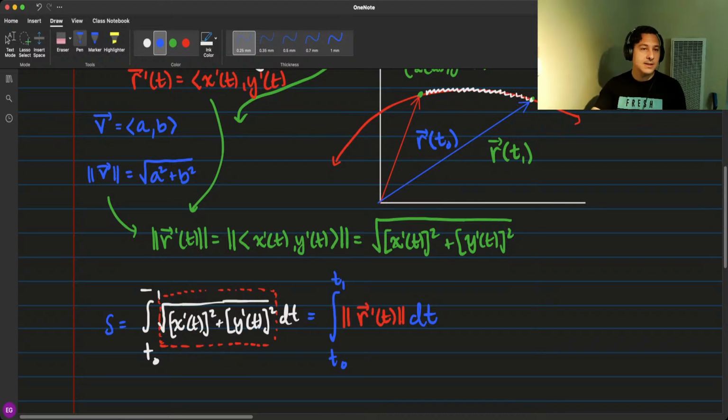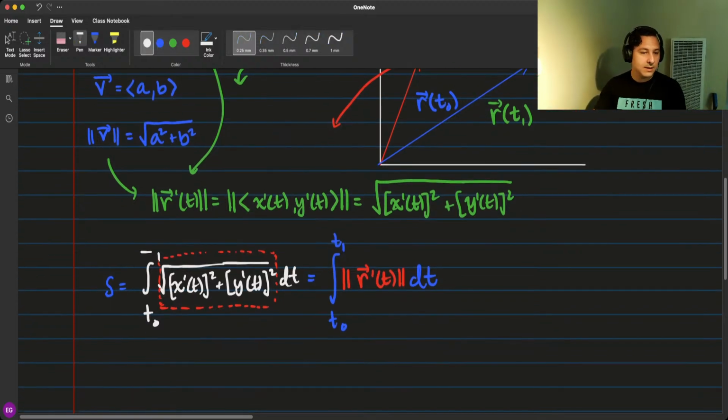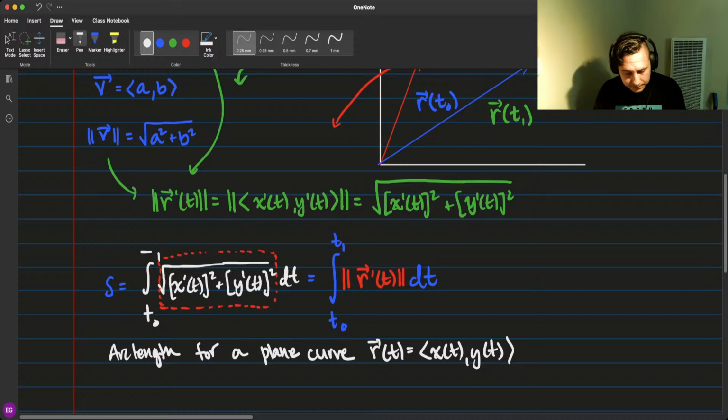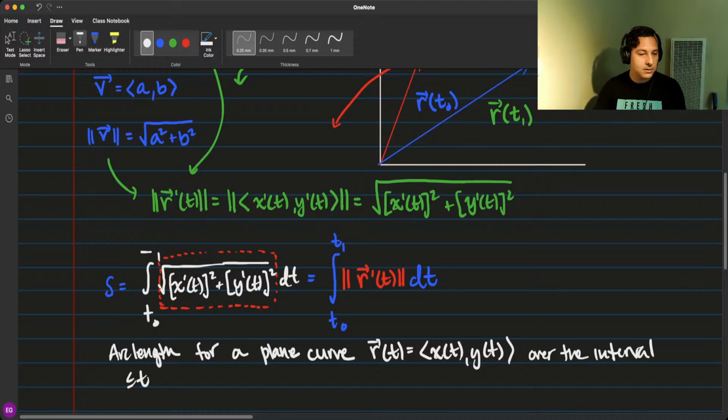So in other words, this is the arc length for a plane curve r of t with components x of t and y of t, over the interval t goes from t naught to t1.